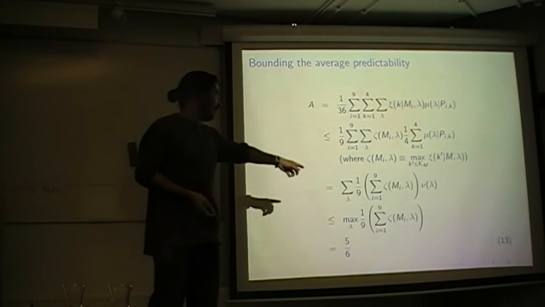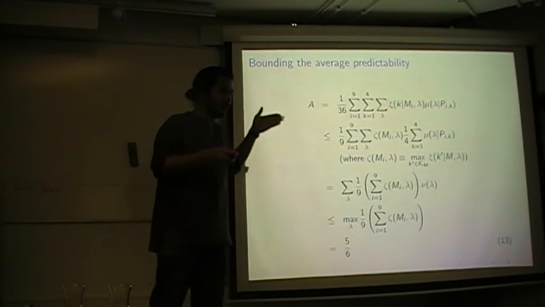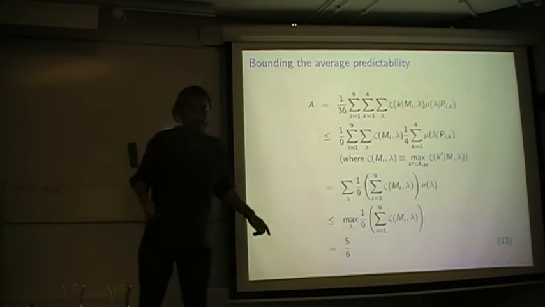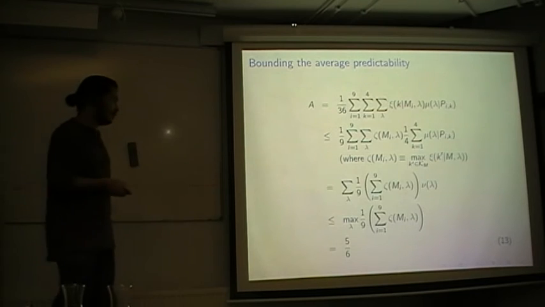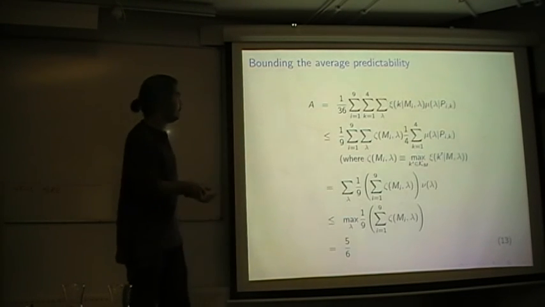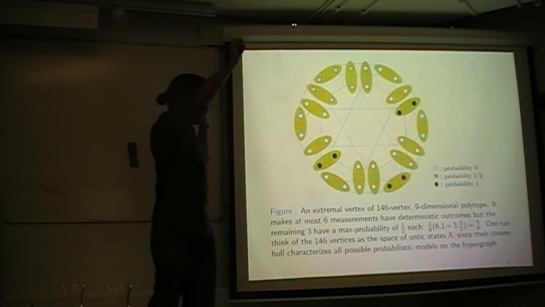For every mi, I'm just maximizing over the 4 outcomes for the given lambda. And this turns out to be 5/6. The way you show that it turns out to be 5/6 is by looking at the set of probabilistic models on the full hypergraph, basically.